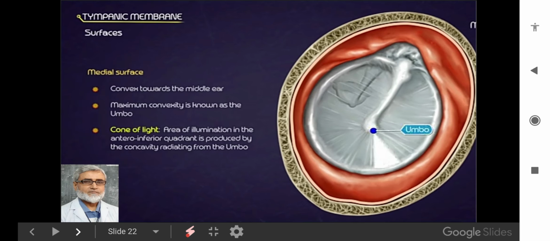Cone of light, area of illumination. While examining the tympanic membrane, the illumination of light, some part illuminated, is seen through the observing instrument. This area of illumination is in the antero-inferior quadrant. You can divide the tympanic membrane into 4 quadrants: antero-inferior, antero-superior, postero-superior and postero-inferior. In the antero-inferior quadrant, see here, the whitish triangular area below the umbo is known as the cone of light.